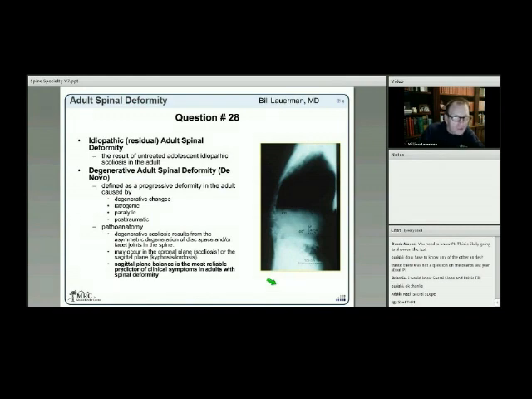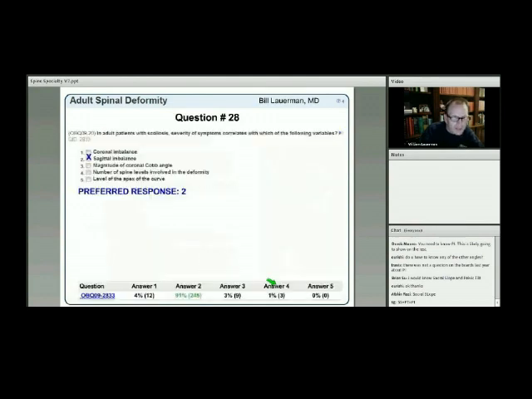The most reliable predictor of clinical symptoms is loss of sagittal plane balance. Those are the patients who can be most predicted to have pain. So in this, the preferred response is number 2, sagittal imbalance. I have seen some places that people say coronal imbalance, but I think it's widely accepted that sagittal imbalance most closely correlates with the severity of symptoms.